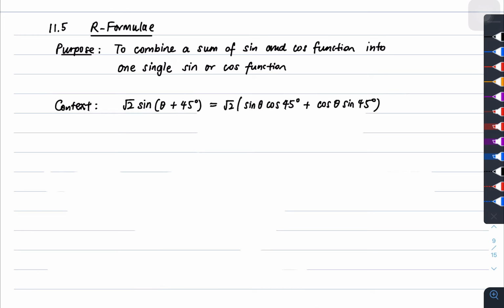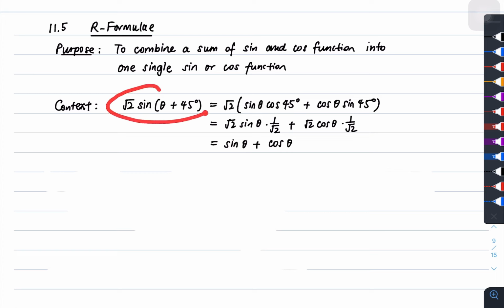So when I have 2 sine (theta plus 45) in brackets, when I expand them, I can use the addition formula to expand them. And after using the addition formula to expand them, this is what I get, and this is my final answer. Now we are wondering: when we use the addition formula, it is to expand and obtain a sum. Now we are going to do the reverse. We are going to go from the sum back to a compressed version using the R formula.